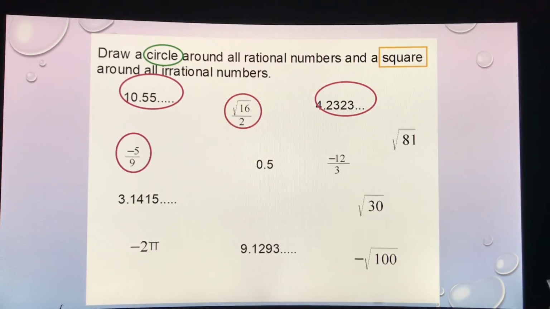So this one might have thrown some people. But if I took the square root of 16, the square root of 16 is 4. So you really have 4 divided by 2, which is 2. So sometimes there's going to be a little work we have to calculate.